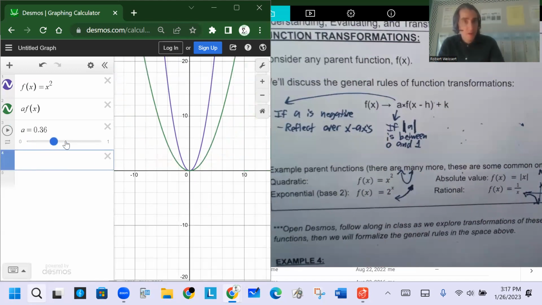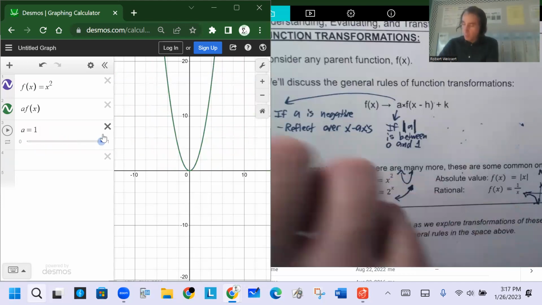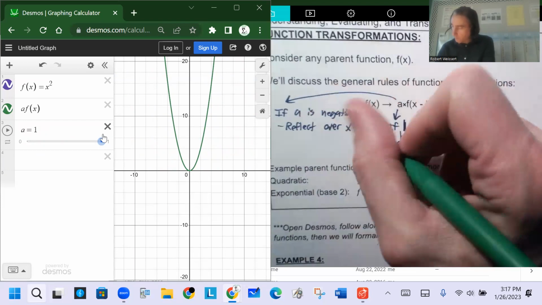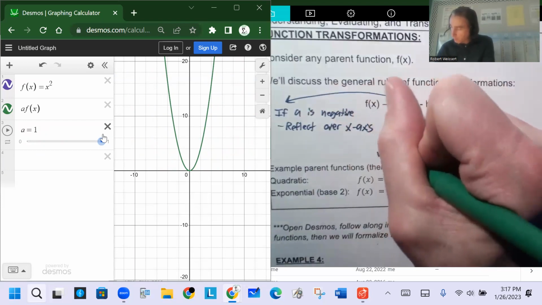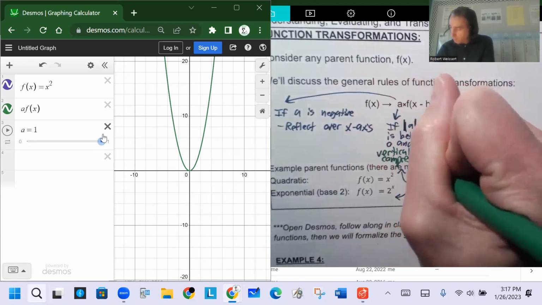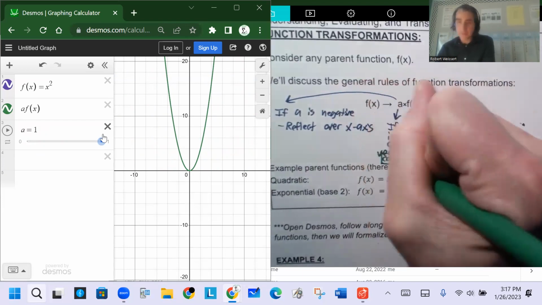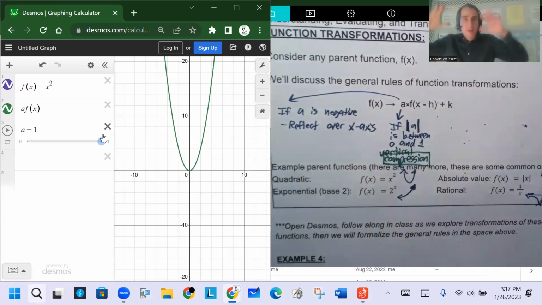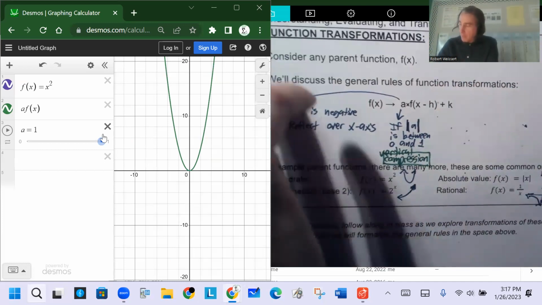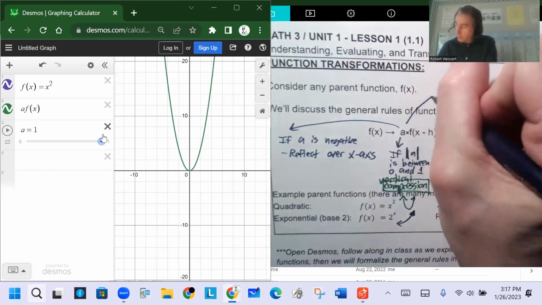So you can see here, if I bring that up to 1, it's the same function. But if I make that get closer and closer to 0, that's going to get much wider than what it was here. Again, it's going to compress if it's between 0 and 1 from its original function. So we would call that a vertical compression. Compression, okay, that's the key word there. Compresses, gets flatter.